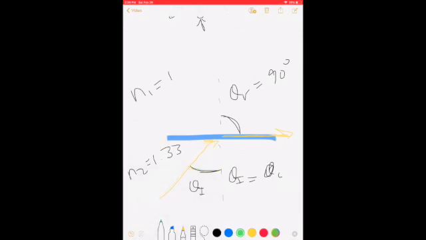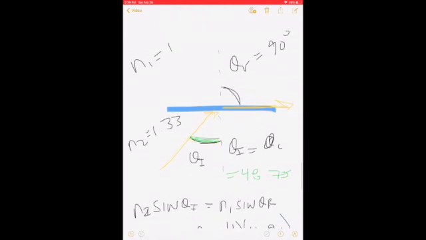Okay. So going back up here, we're saying that this angle right here is 48.75. Okay. So when our angle of refraction is equal to 90, we then know that our angle of incidence, or what becomes our critical angle, is equal to 48.75 degrees. Go ahead and write degrees.